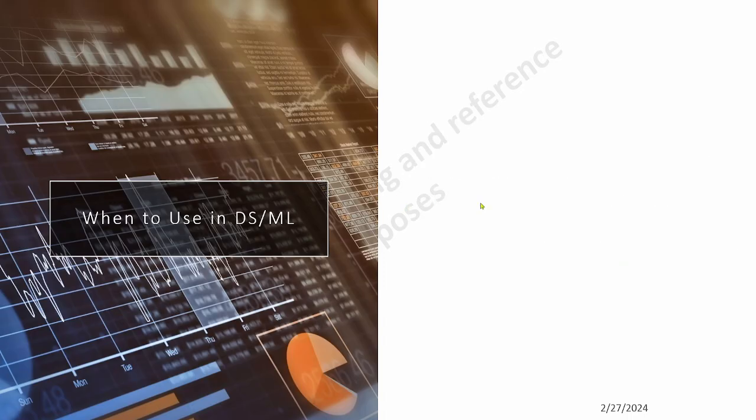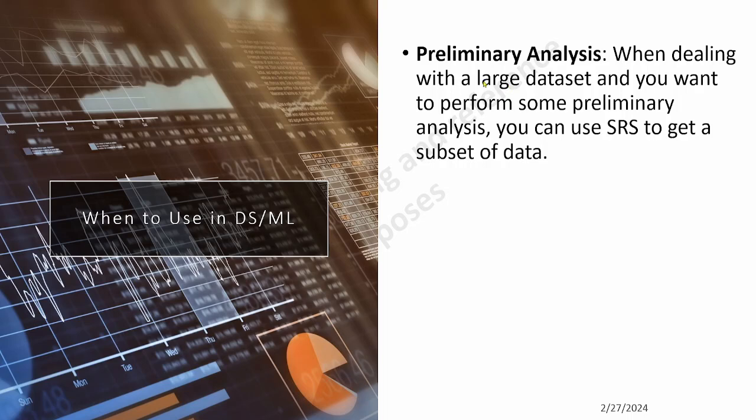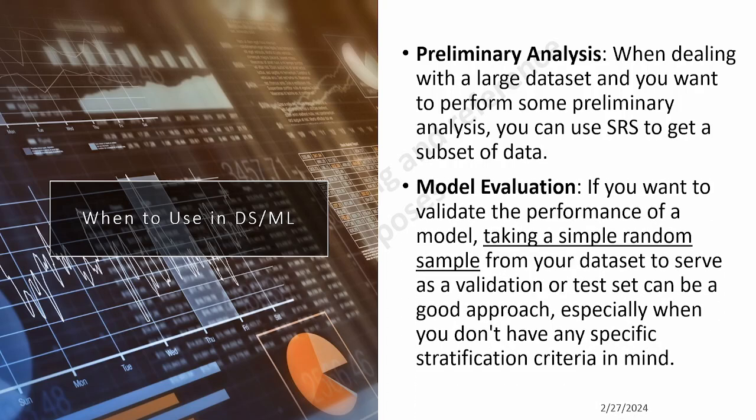So when to use simple random sampling in machine learning or data science? When we want to do preliminary analysis of the data. Suppose we are dealing with a large data set and you want to do some early assessment of the data. So we might prefer simple random sampling.